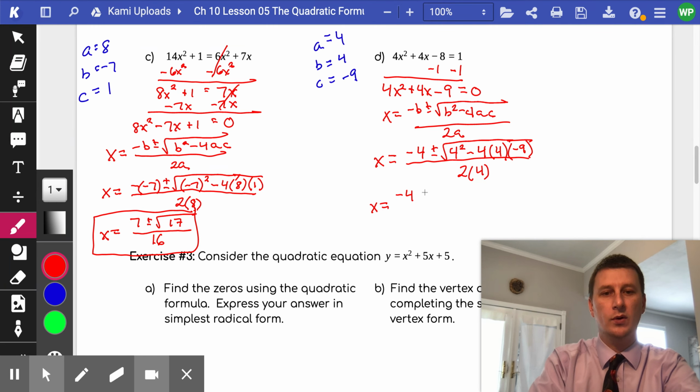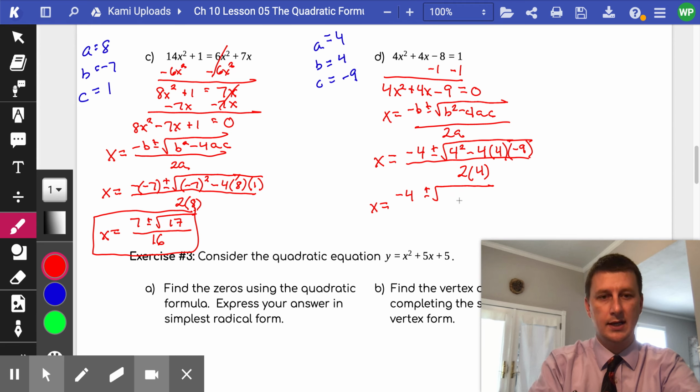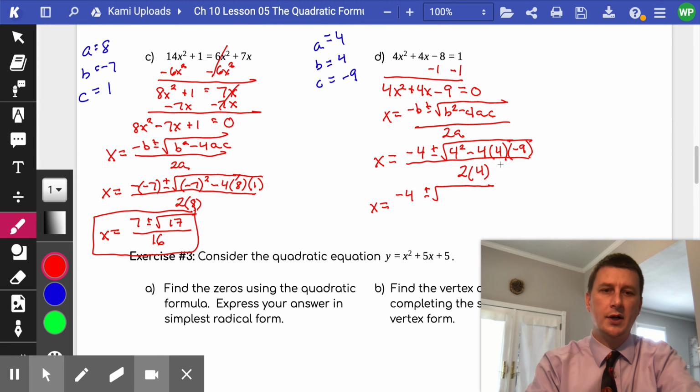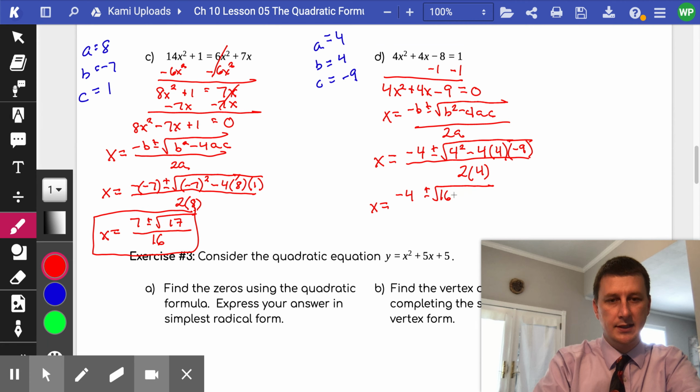All right, let's simplify. We have negative 4 plus or minus the square root of 4 squared is 16. 4 times 4 is 16 times negative 9 would be negative 80. So this is really 16 minus negative 80. I think I did something wrong. Do I believe myself? 4 times 4 is 16 times 9 is 144. So 4 squared is 16. 4 times negative 9 is negative 144. So this should really say 16 minus negative 144, all divided by 2 times 4, which is 8.